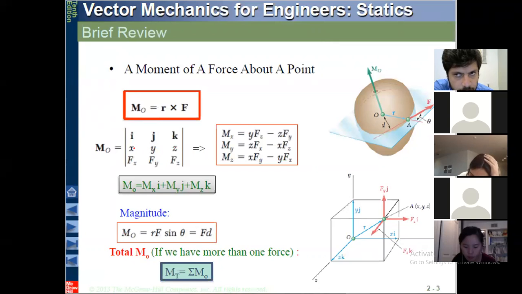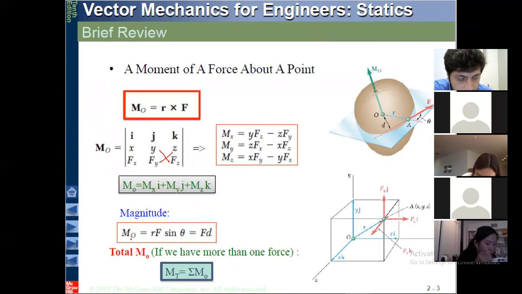So based on what we discussed about the cross product, you have moment defined by this, and you are going to have Mx = y Fz minus z Fy, My = z Fx minus x Fz, and Mz is equal to x Fy minus y Fx. And moment is a vector, so you're going to have three components, and you call the component in the x direction Mx, and you have My and Mz for the y direction and the z direction.